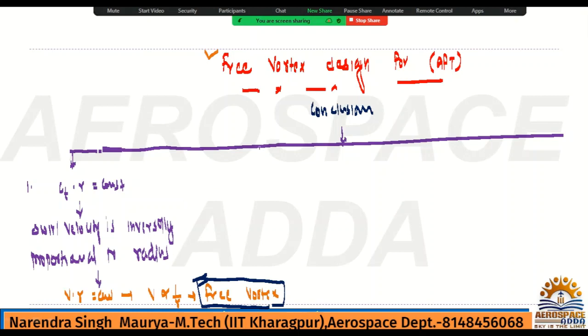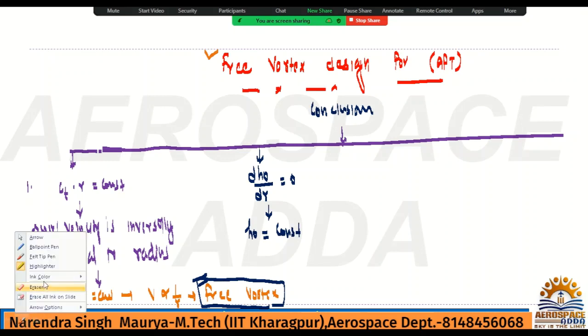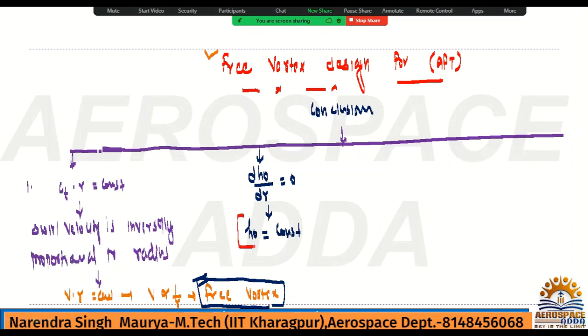Now we'll go for the second conclusion. What is the second conclusion? That second conclusion is nothing but the stagnation enthalpy. Across the annulus, with respect to radius, it is not going to change. So stagnation enthalpy across the annulus will be constant. You can write dH naught by dr, where dr is the radial distance, and this is nothing but 0, or it is constant. This is another very important conclusion. H naught means stagnation enthalpy.